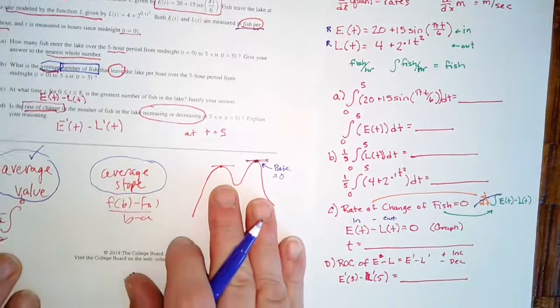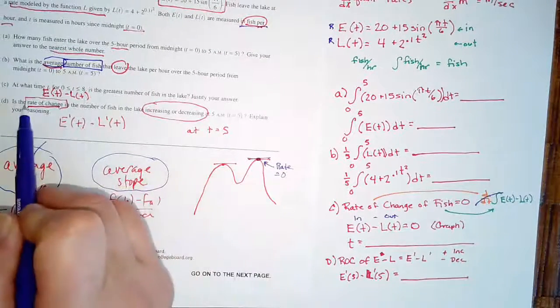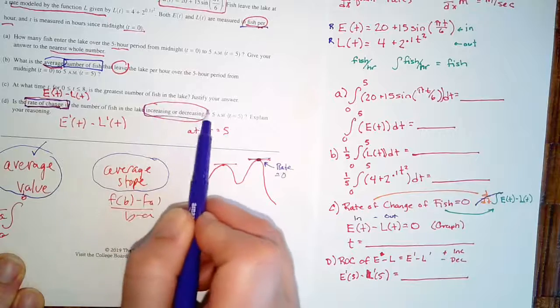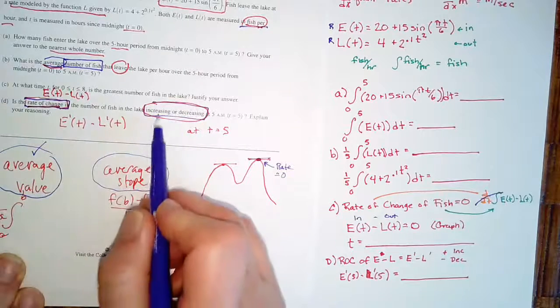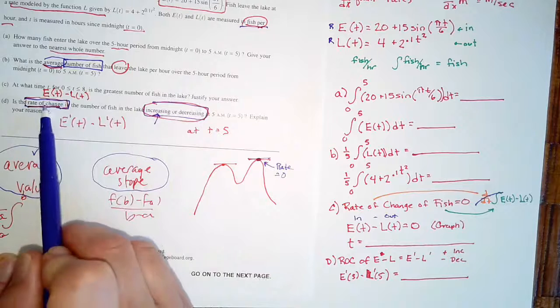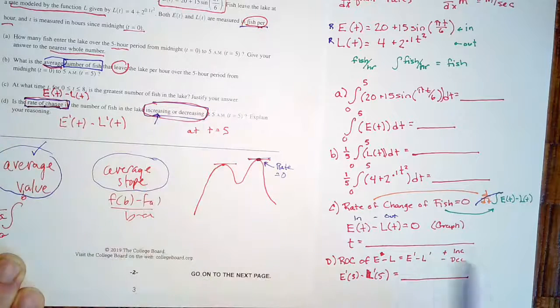And then part D says, is the rate of change in the number of fish increasing or decreasing? When I want to know about something increasing or decreasing, I want to look at its rate of change. So to see if the rate of change is increasing, I'm going to look at the rate of change of E minus L. And that would be E prime minus L prime. If it's positive, it's increasing. If it's negative, it's decreasing.